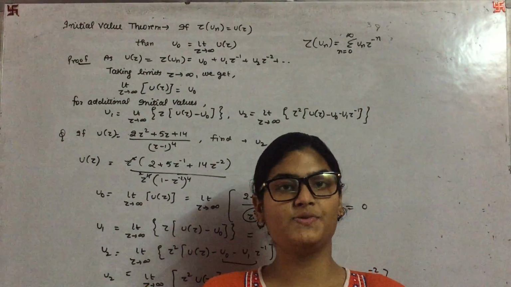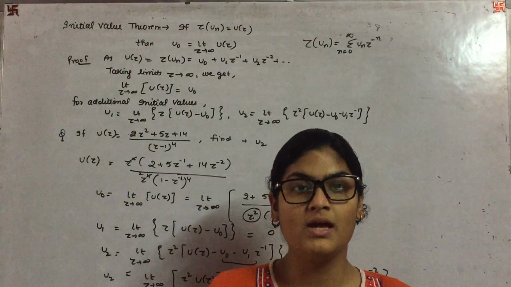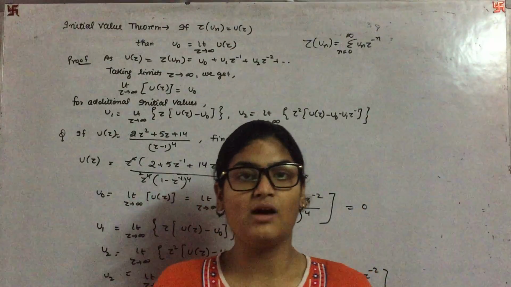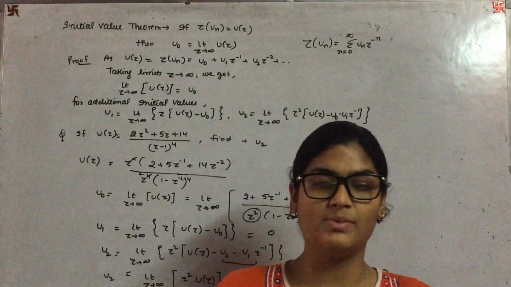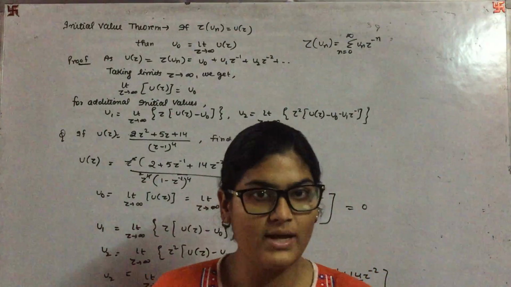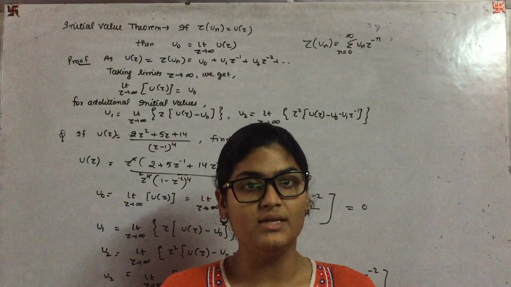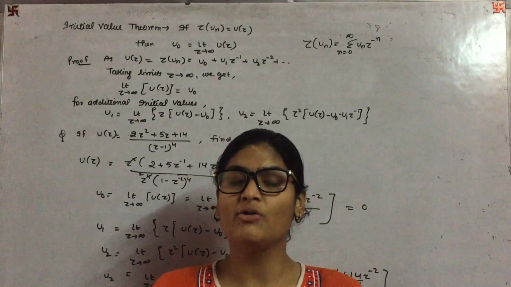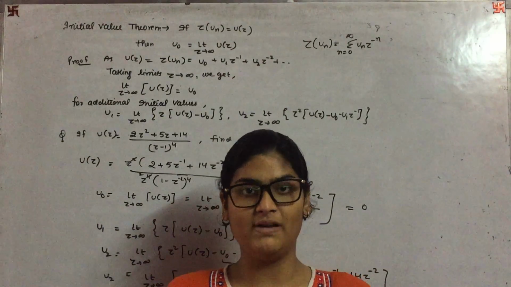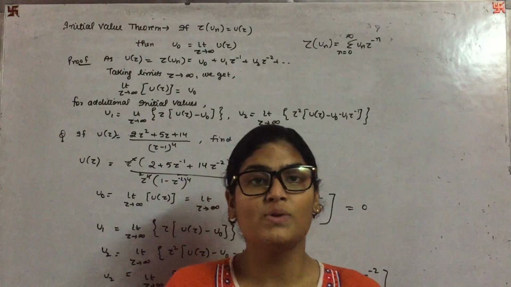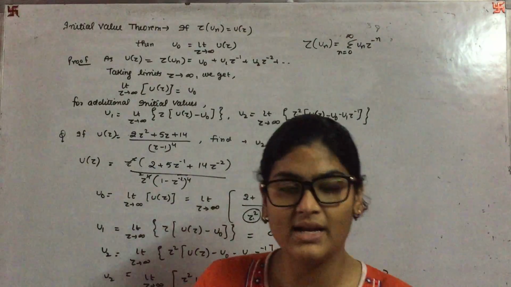In this video we are going to discuss the initial value theorem. If we have to find the values of particular terms, like suppose in the function u_n you have to find the discrete values of u2, u3, u5, how can you find them? You have to apply the initial value theorem or the final value theorem. So the initial value theorem, how can you find it?